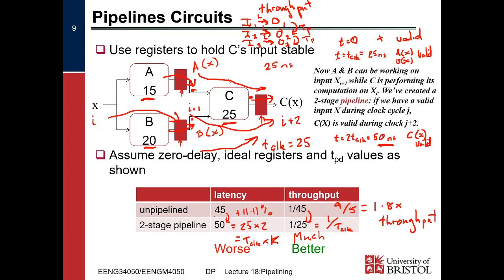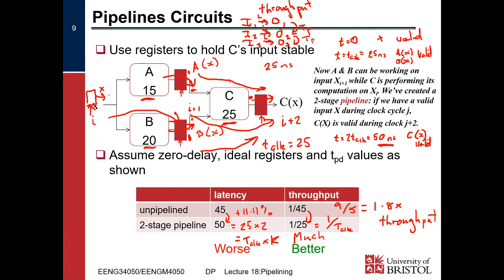Does that answer your question, Aaron? Yeah, I get it, the difference of the latency and throughput. Why is the latency of the two-stage pipeline 25 multiplied by 2, but not 45? So the reason that it's 25 multiplied by 2 is because we assume that our input becomes available on a clock edge, right? What we assume is that back here, there is another register which is making X available. So that X must become available on one clock edge, and therefore it must be 25 nanoseconds before it can get to the output of this register or this register.